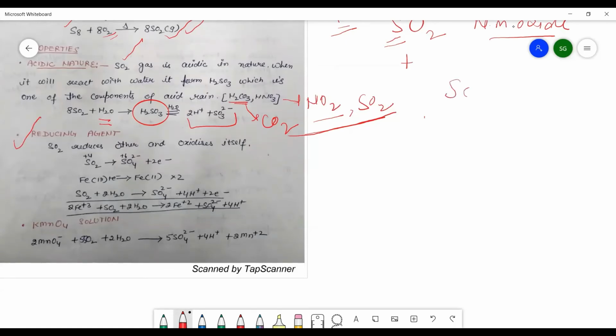Normally when the question will be asked, कि SO2 का behavior क्या है, SO2 can be an oxidizing agent as well as a reducing agent, because it is present in the +4 oxidation state that I have told you in the earlier lecture. So here we will see how it reacts as a reducing agent.